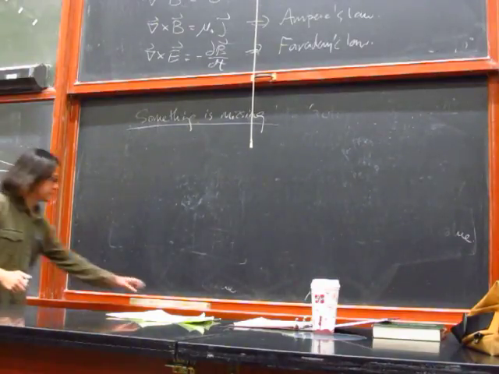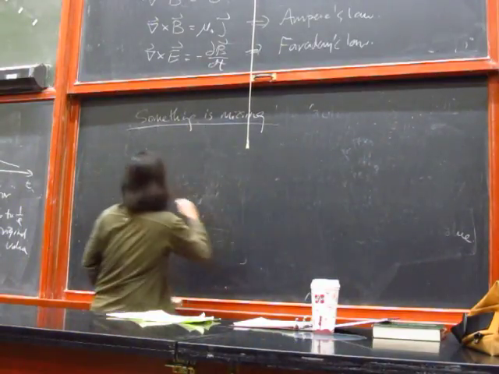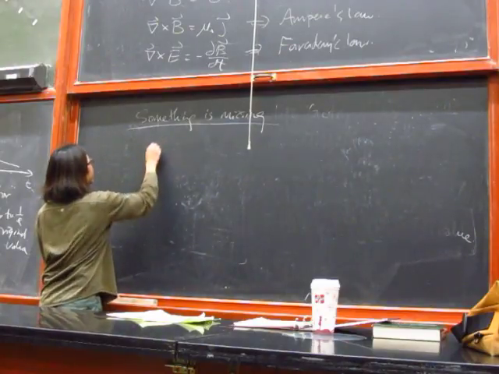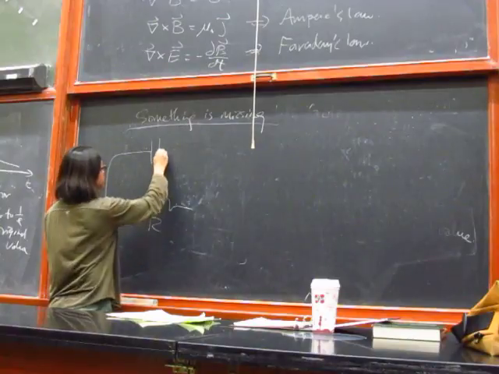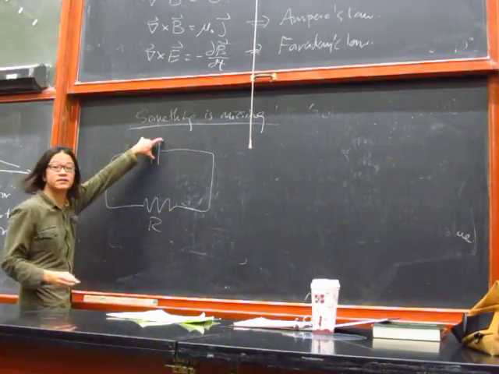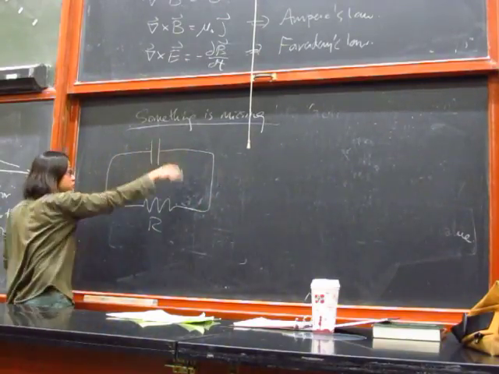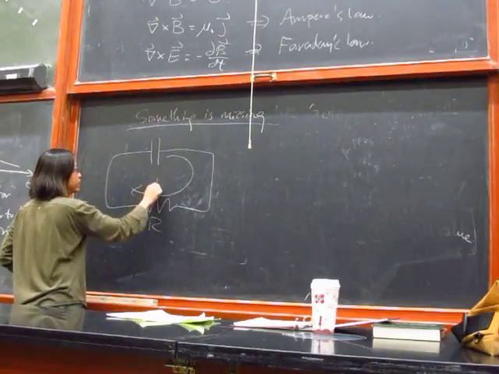First, let's consider the following. You have a capacitor discharging through a resistor. So you charge the capacitor, and then you connect it to a circuit. Current will flow.